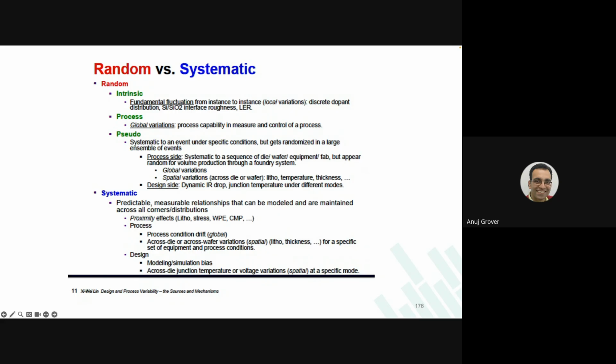What we are saying is that as you send the layout for processing, for extraction, you already know these distances. You can always put them in the model, in the extracted netlist, so that when you do the simulation, these values can be used to determine the change in VT.